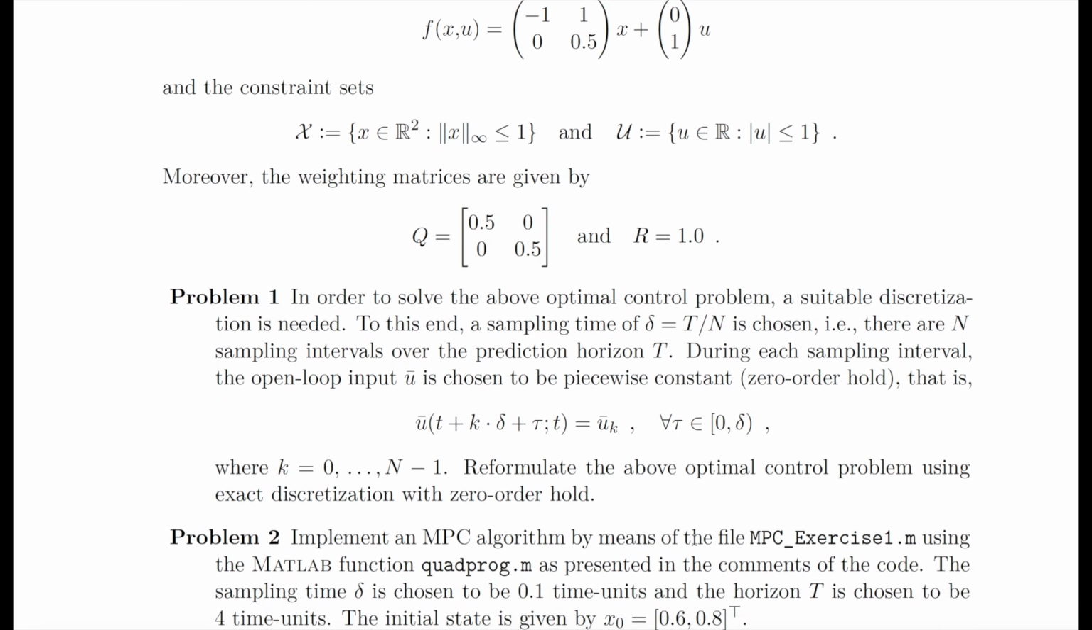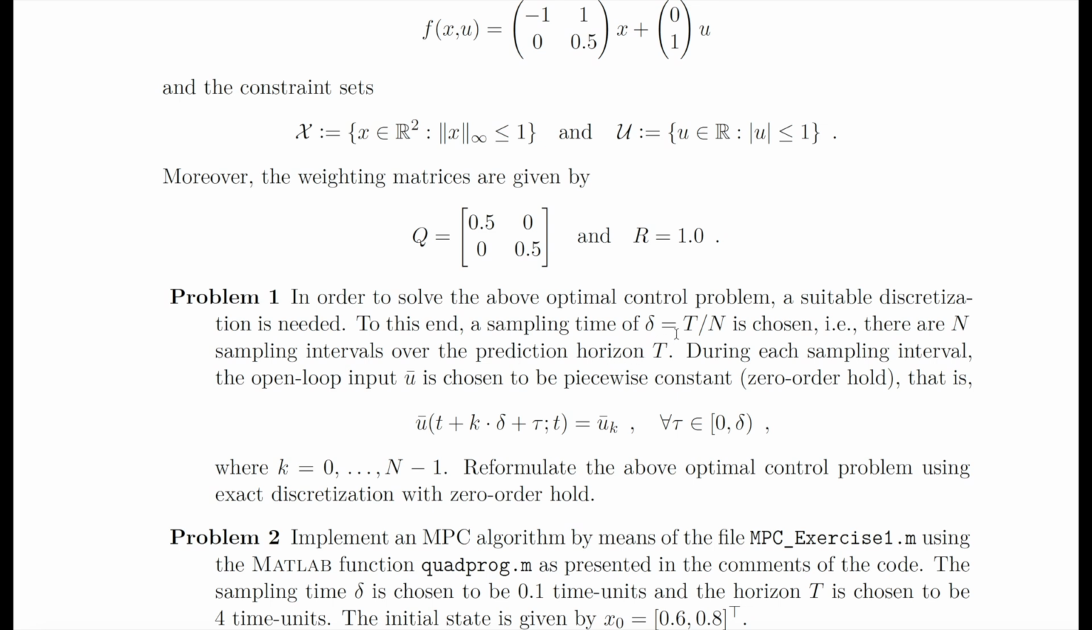In order to solve the above optimal problem, we have to make a suitable discretization. To this end, we will choose that we have a sampling time delta, which is the final time, so the horizon capital T, over the number of samples big N. Okay, so N is the sampling intervals over the prediction horizon T.